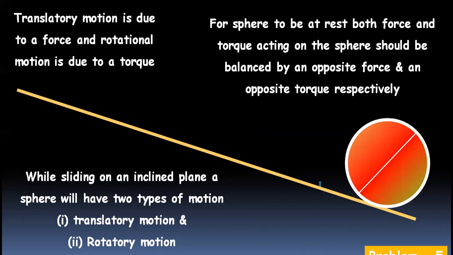So whenever a sphere slides over an inclined plane, it will possess translatory motion and rotatory motion. The translatory motion is due to a force, and rotatory motion is due to a torque. For the sphere to remain stationary or in absolute equilibrium, both translatory and rotatory motion should be absent.